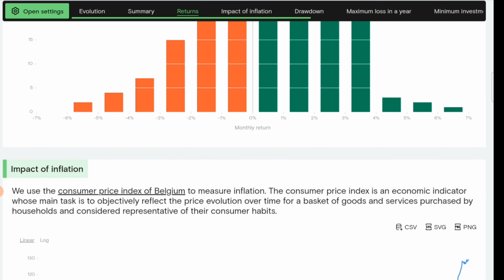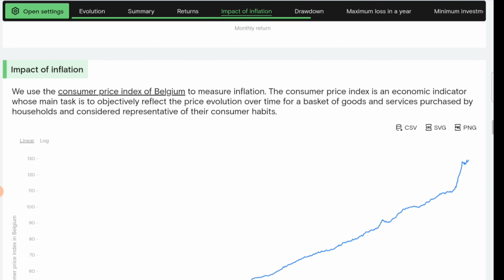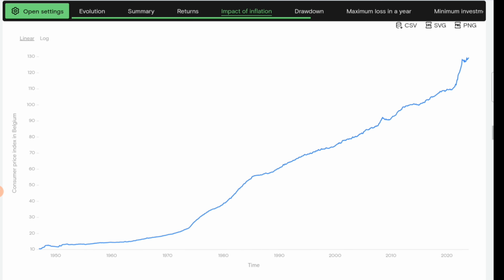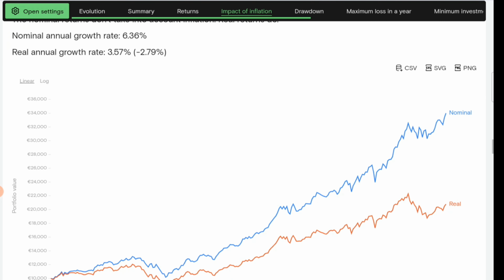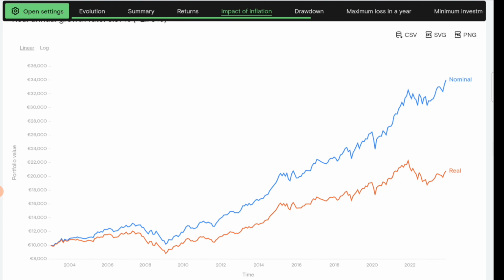The one I'm really interested in is, let's have a look at what this would have returned us when we factor inflation in. So this is really interesting for me. The blue line, that's the nominal amount. That's how much it made literally. And the red line is how much it's made actually in real terms when we take inflation away. We can see this has gone up really considerably over that period.